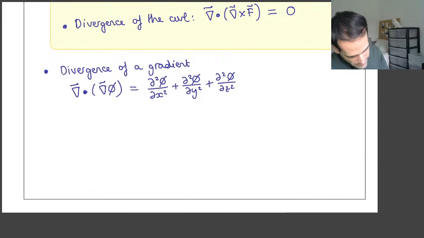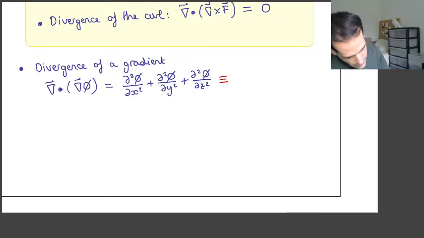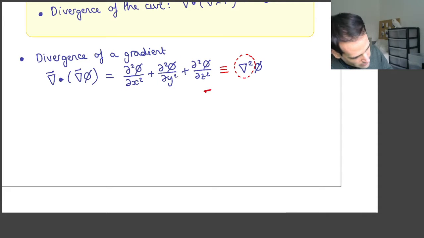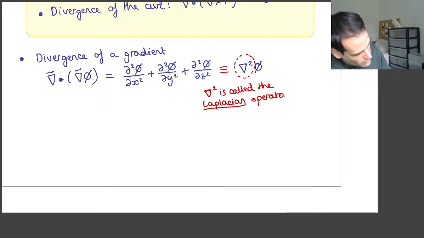This is often written with an equal sign with 3 lines, meaning that by definition this is equivalent. So this just means that we write it this way, as nabla squared phi. And this nabla squared is a new operator which is often called the Laplacian operator. The Laplacian. And you will have seen the Laplacian used in the wave equation.